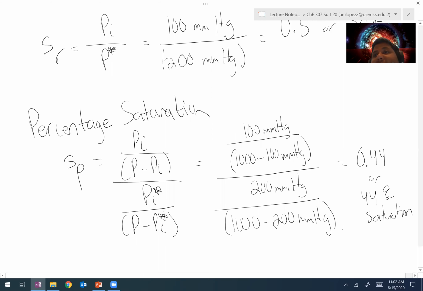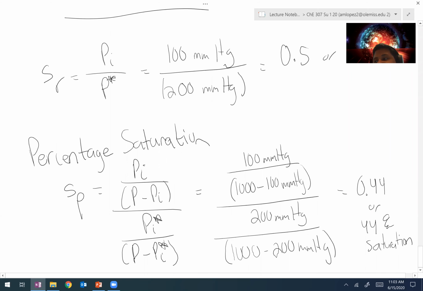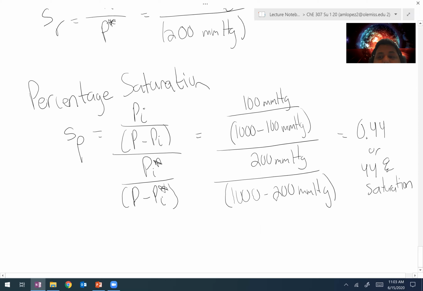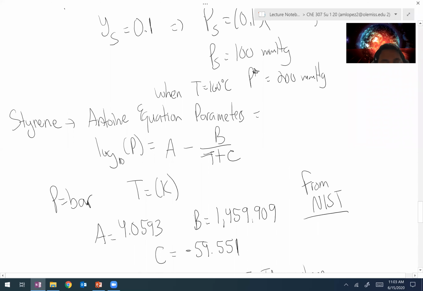It's just another way of calculating things. More often than not, we deal with things in terms of relative saturation because it's more widely known and accepted. There's a couple other ways that you can do these things, like percentage saturation. There's also molar and absolute saturation. However, they're less common. All right. So I think that's a good place for us to stop.